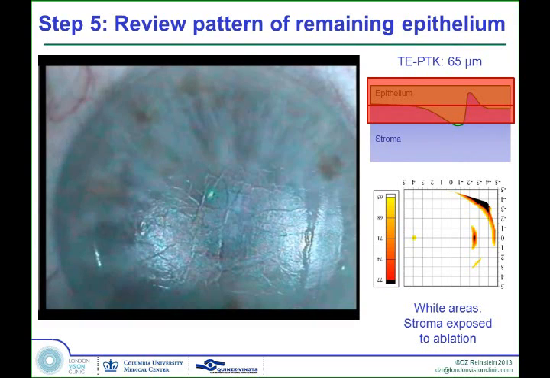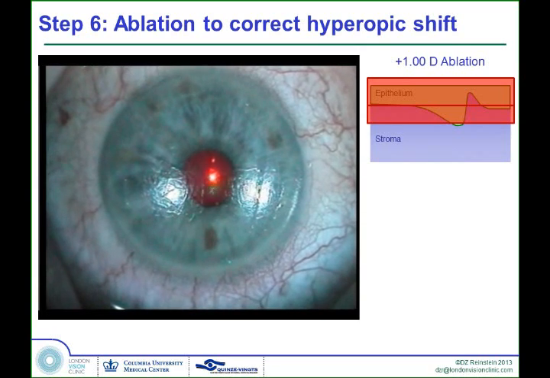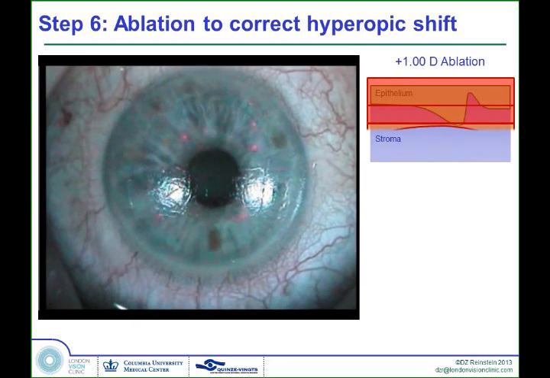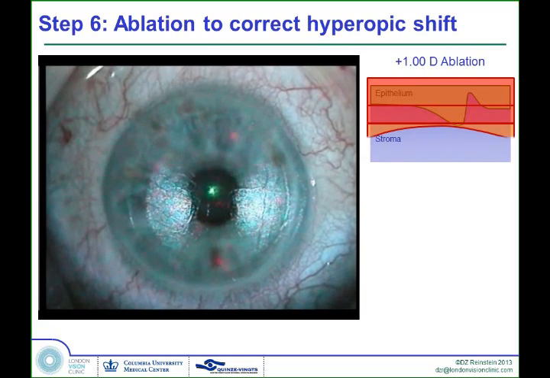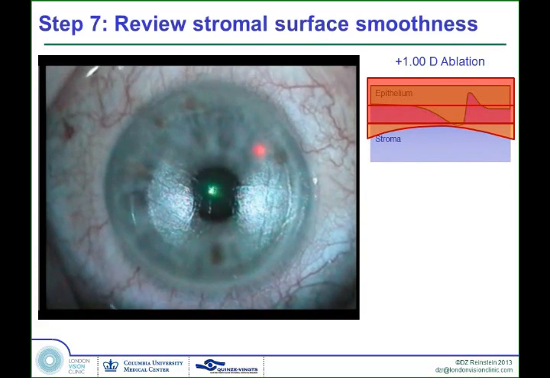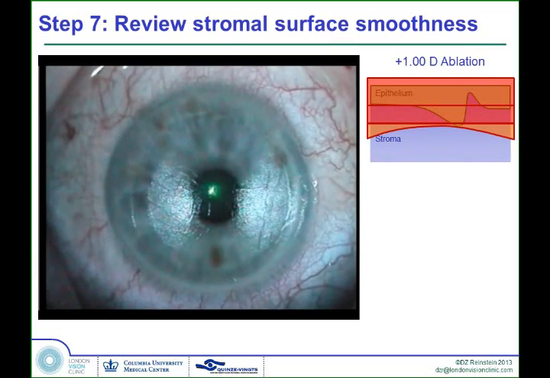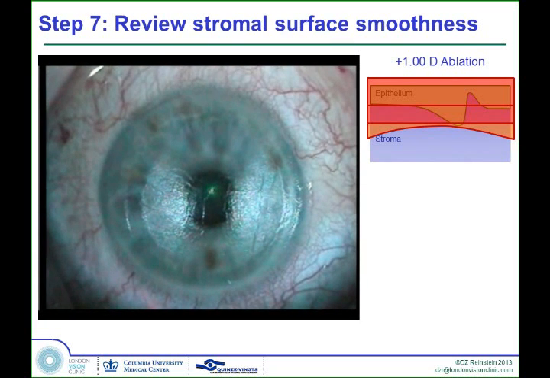But we did see lots of microfolds. I hope you sort of, sorry, I clicked too quickly. Lots of microfolds on the surface. And so we then just went to our standard, what we call wet PTK technique, where, oh, I'm sorry, I missed a step. Sorry, I'm ahead of myself here. Because of the amount of stromal ablation that we had seen in our predicted, we knew that there was going to be a 1 diopter shift in hyperopia, right? PTK causes hyperopic shift.